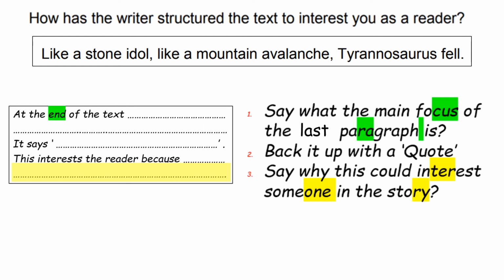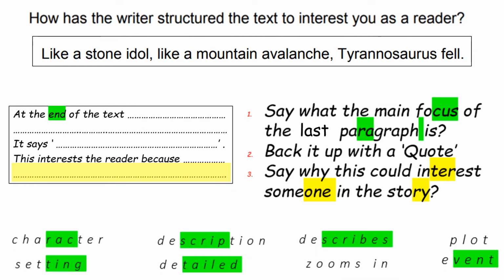So let's see if I can go through this process again. What am I going to say is the main focus of this last paragraph? Well, I'm going to say at the end of the text, the writer focuses on a dramatic event here. Nobody really reading the extract expected this T-Rex to be killed quite like this. So at the end of the text there is a surprising event with the character of the T-Rex being killed. It says Tyrannosaurus fell, might be my quote.